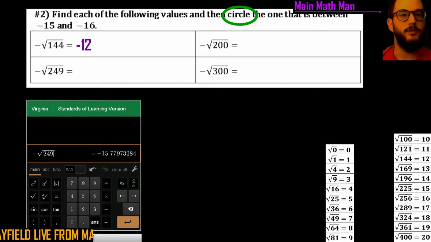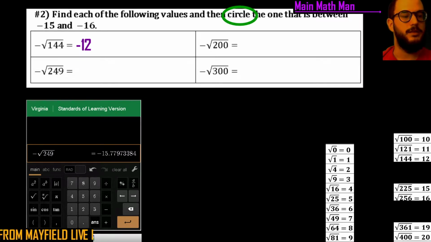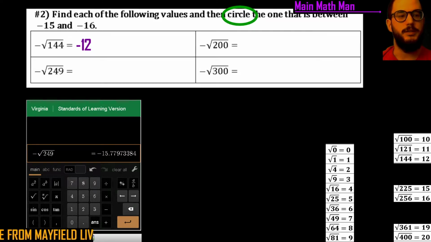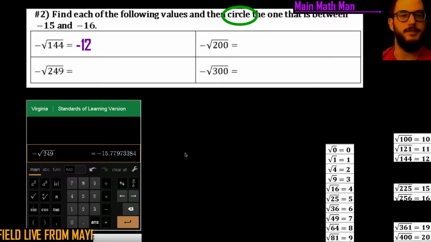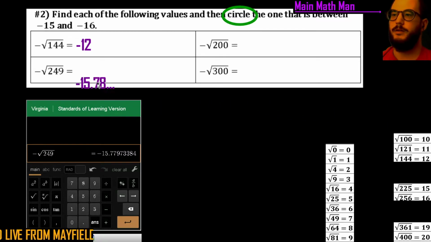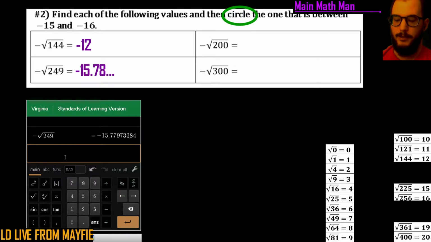So let's see. We know that 249 is going to be between these two numbers. So if you look again on that square roots list, you can see that it goes between the square root of 225 and the square root of 256. So it's going to go between 15 and 16. Again, we're talking about negative, of course. And so we're going to just go out to the hundredths column, and we're going to say that's negative 15.78. Again, if you want to, you can round to the nearest hundredth.